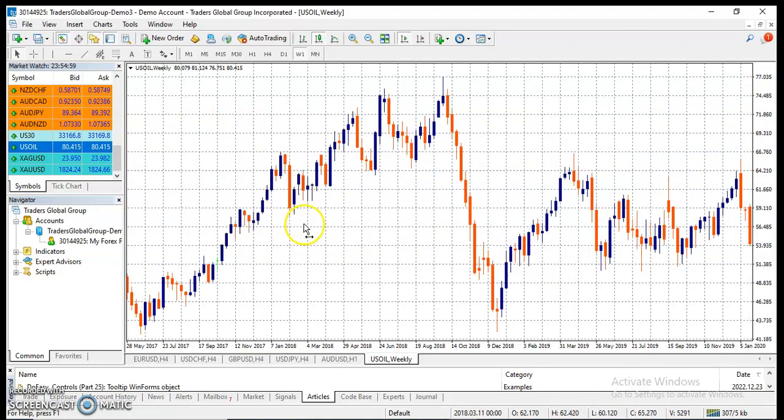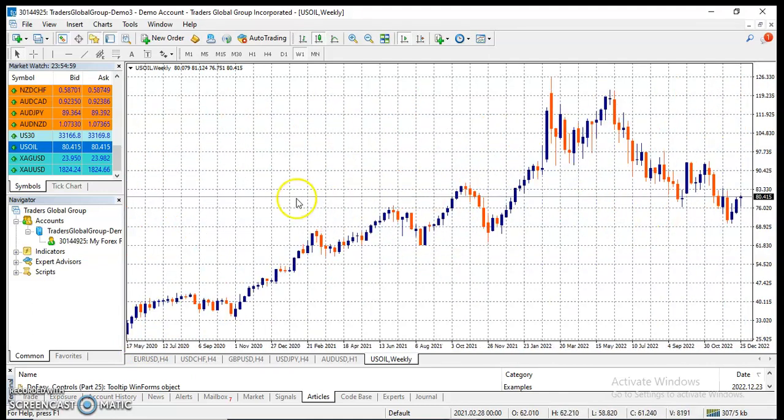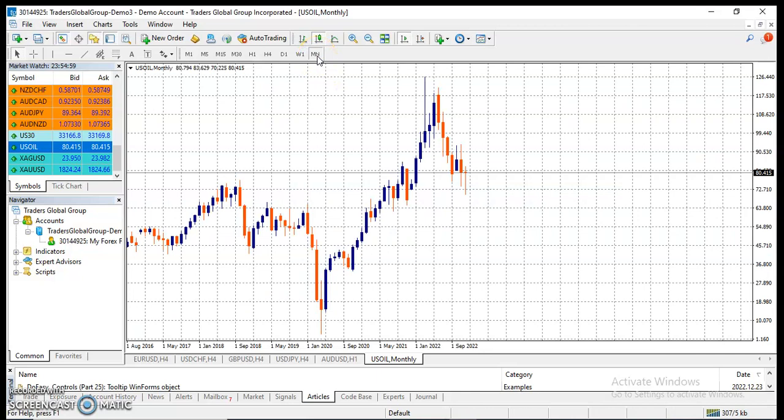All right, if you go back more and more in time, of course you can get to 7th August 2016. All you have to do is see what has been happening in the past. If you go to monthly, this is what has been happening in monthly. Every single candle you see here takes a whole month to form.